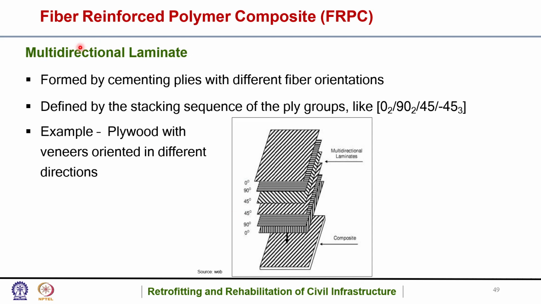Next, let us study the multidirectional laminate. Here it is formed by cementing plies with different fiber orientations. As you can see, one orientation is like this, one is like this, one again like this. So there are three types of orientations. That's why it is shown here 0, 90, 45, minus 45. These are numbers designating the various positions. It is formed by cementing plies with different fiber orientations defined by the stacking sequence of the ply groups, and an example is plywood with veneers oriented in different directions. So this is the composite and these are the multidirectional laminates.